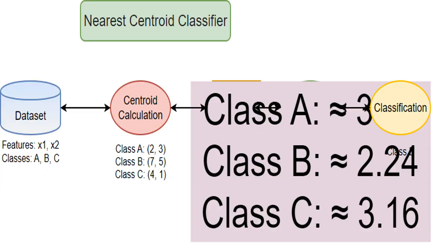This is the prediction made by the NearestCentroid classifier. After calculating the distances between the new data point and the centroids of each class, it concludes that the new data point is closest to the centroid of class B.